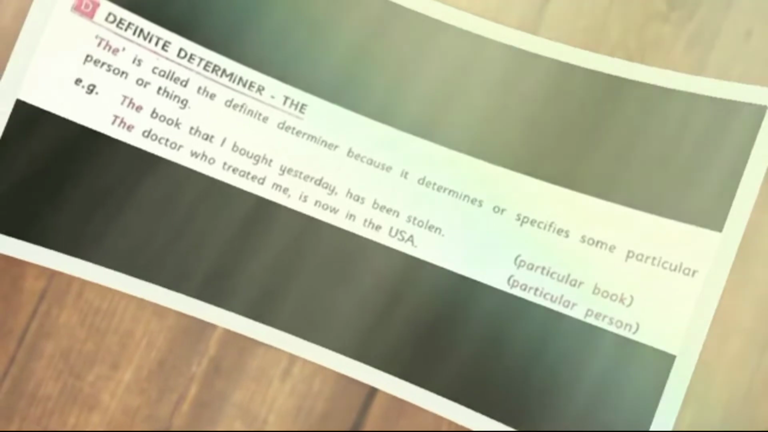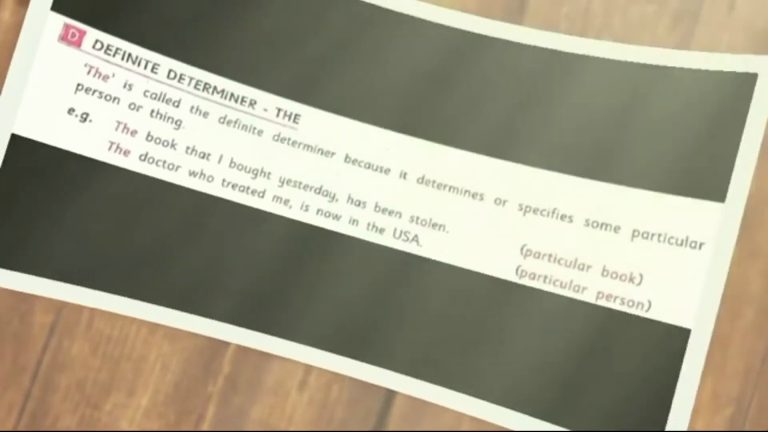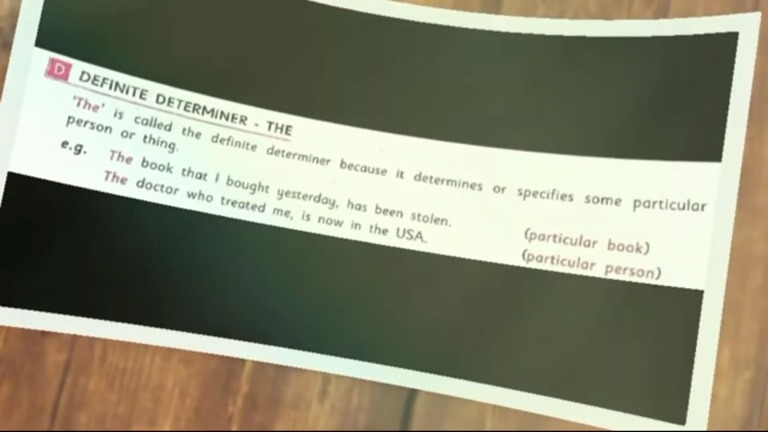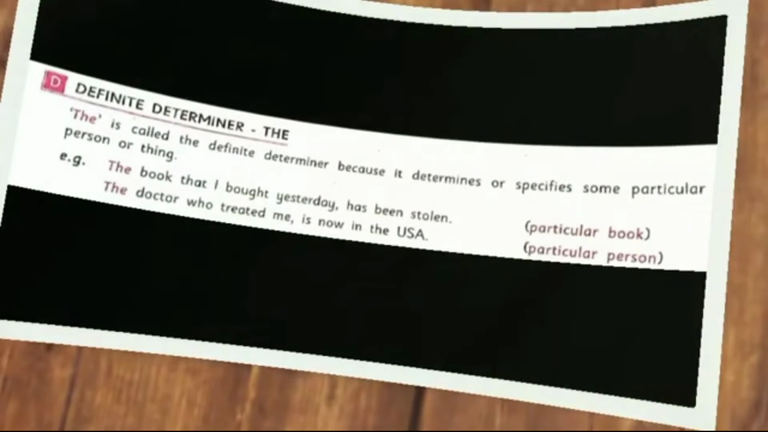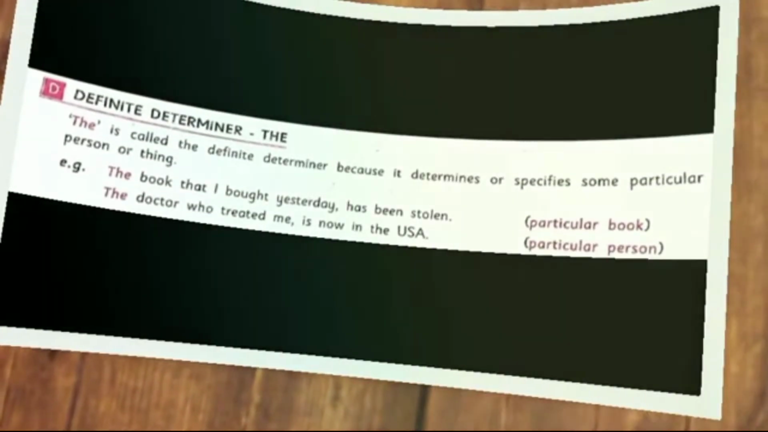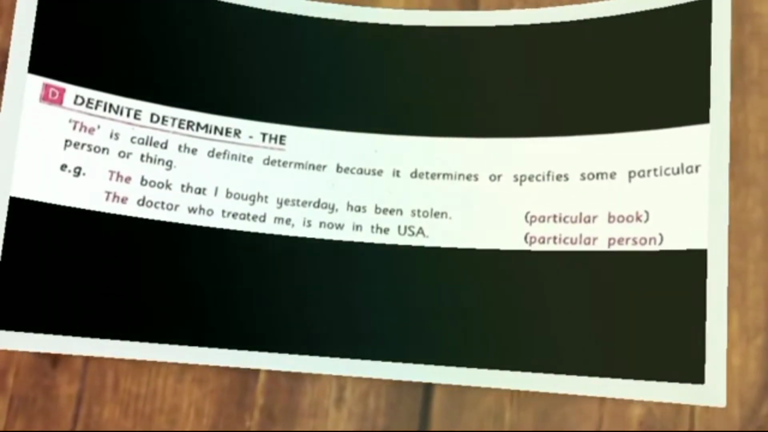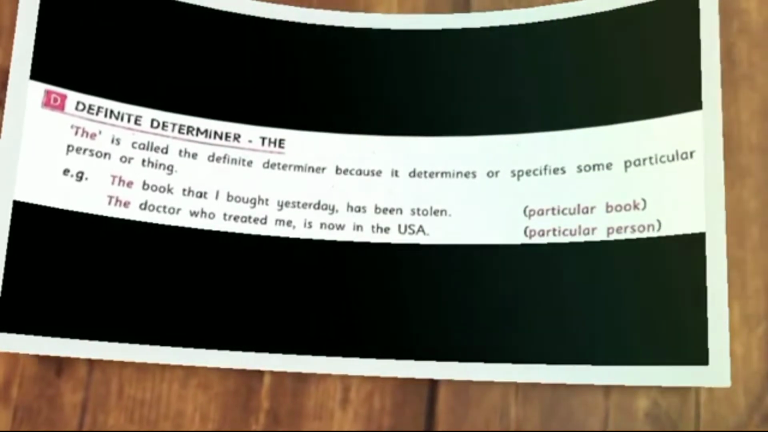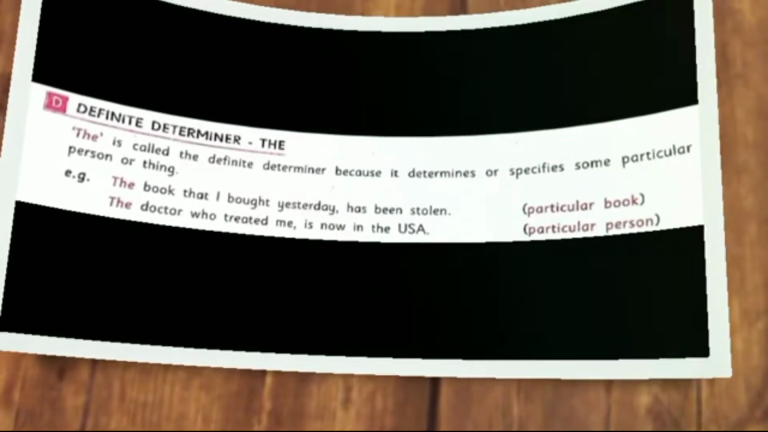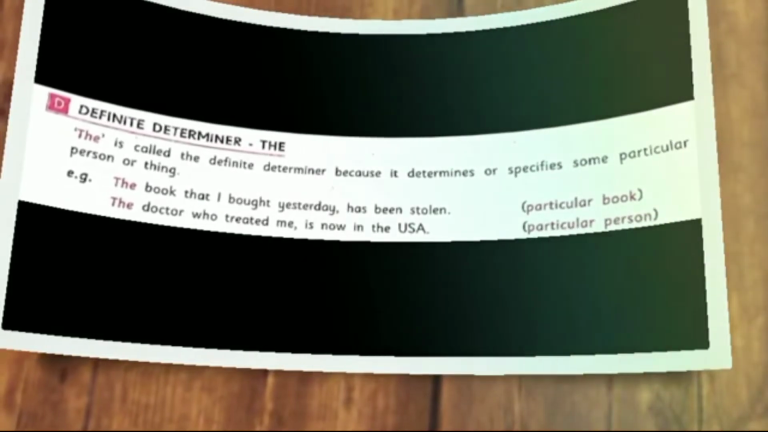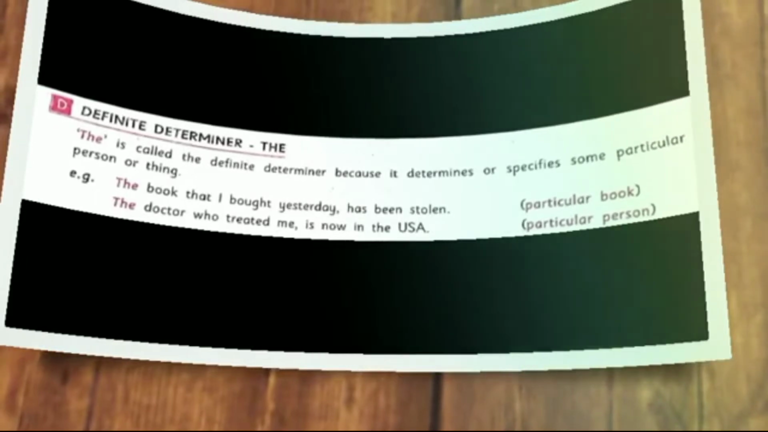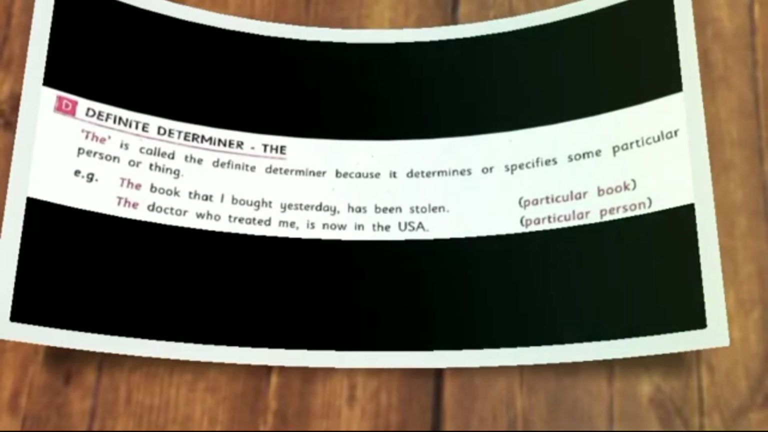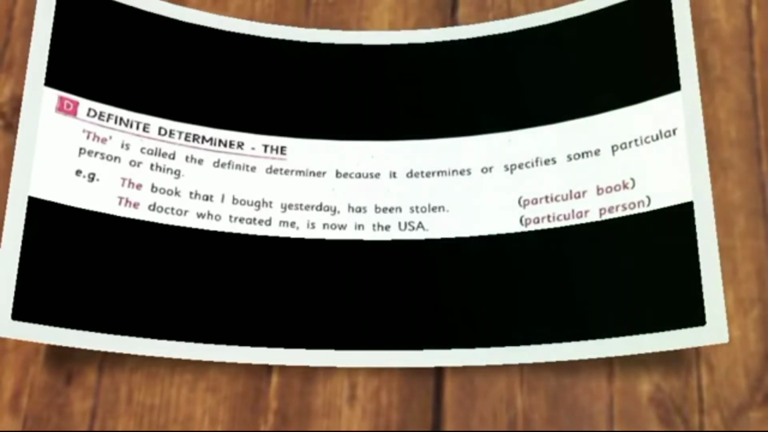Now we move to the definite determiner, that is, the. We pronounce it as "thuh" before consonants and "thee" before vowels. Keep this in mind always. Now, the is called the definite determiner because it determines or specifies some particular person or thing. Example, the book that I bought yesterday has been stolen. The book means a particular book.